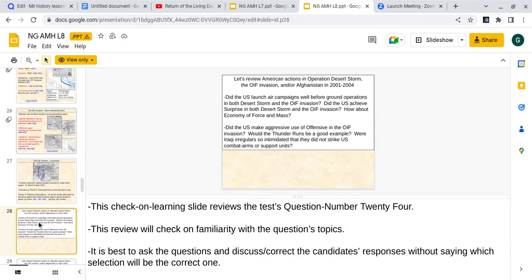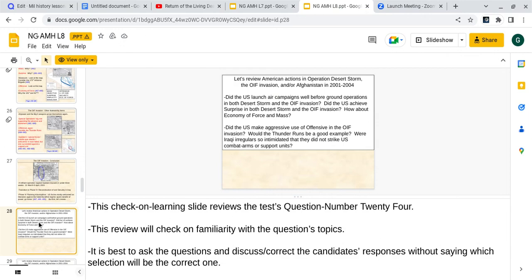How about economy of force and mass? Yes and yes. We used economy of force, we used mass, we used surprise, and this is thanks in part to the fact that we're using air campaigns well before ground operations, and that surprised them. It also used economy of force, where you're putting minimal force to support a primary force. And then we use mass because we're concentrating firepower where it's going to hurt the enemy the worst.